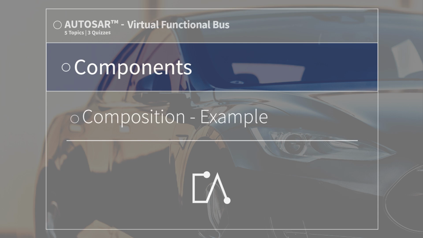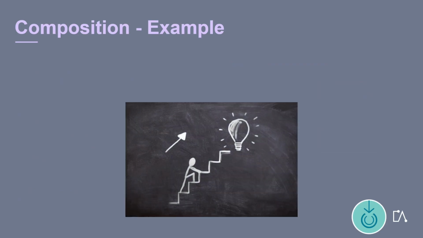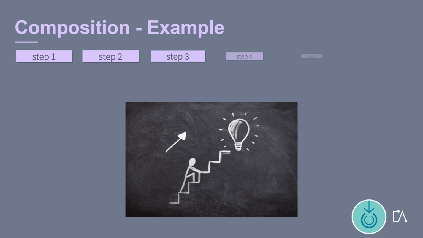Composition. Example. Now we will look at an example, to understand how compositions are built. We will start with multiple atomic software components and aggregate them in 5 steps. At the end we will look at an overview of the software system.